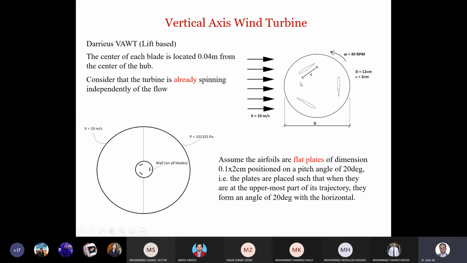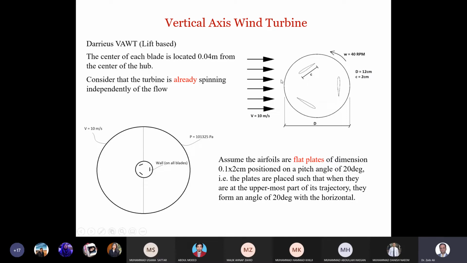So what we are assuming is, we are making quite a lot of assumptions. First assumption we are making is that the turbine is already spinning independent of the flow. There is a flow coming in, but we are not simulating the effect of this flow and the result of this flow on the blade. We are assuming that under the influence of this flow, the turbine is already rotating with a constant RPM of 40 degrees.